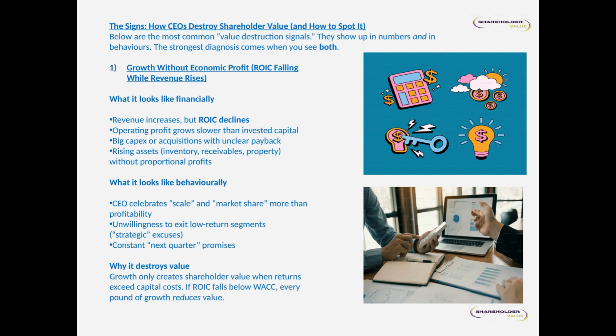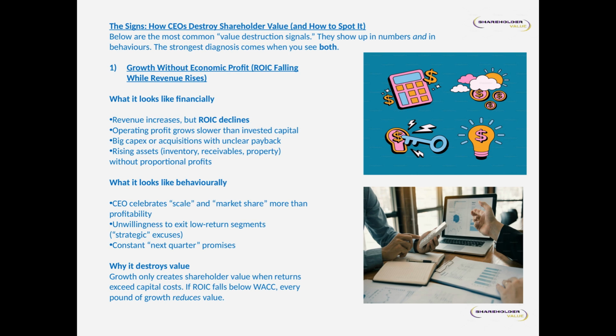When a company's revenue is growing, but the return on invested capital is falling, that's a clear warning sign. It often shows up financially as slower profit growth compared to the investments made, especially when there's big spending on capital projects or acquisitions without clear payback. You'll also notice rising assets like inventory and receivables that don't match profit increases.